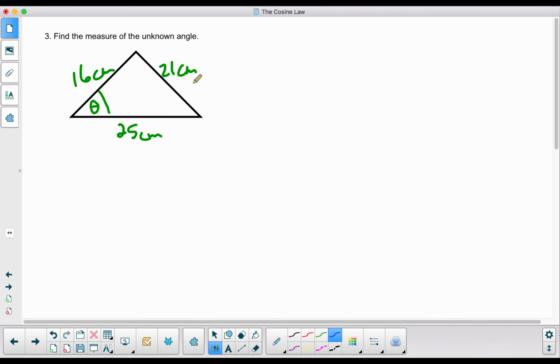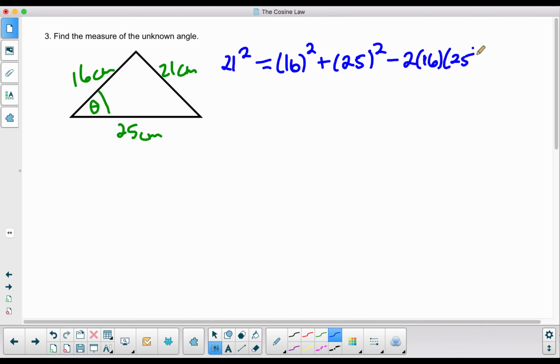So we start the formula off with the side opposite. So we're going to start off with 21 squared equals the other 2 sides squared. I keep forgetting to use brackets here. 25 squared minus 2 times whatever these 2 sides are, 2 times 16 times 25. And then our missing angle is theta. Okay, so we want to solve for this cosine theta.